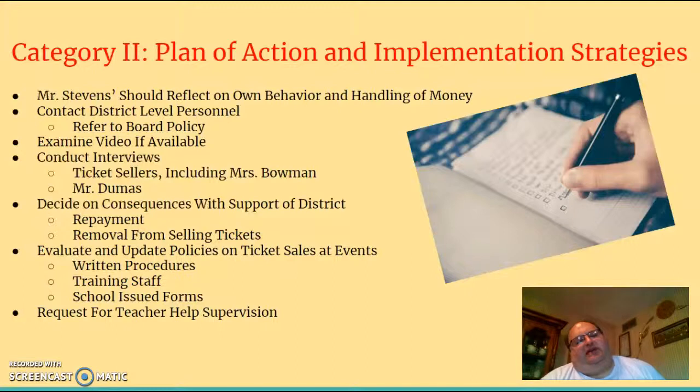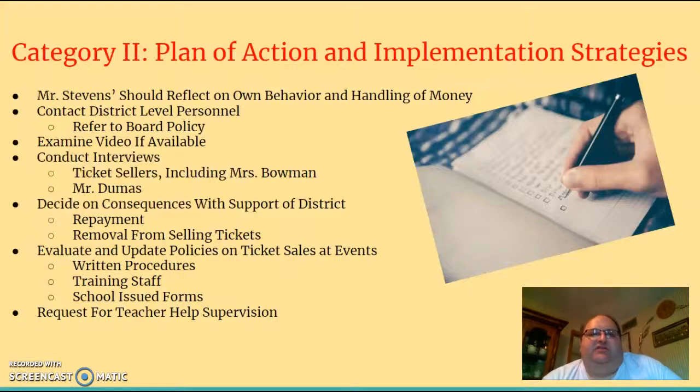We also should evaluate and update the policies on our ticket sales. That may include having written procedures, training the staff, or even having forms that are issued by the school that are exact forms to complete. And I think Mr. Stevens does need to request that he get additional help from his school as well as his district.